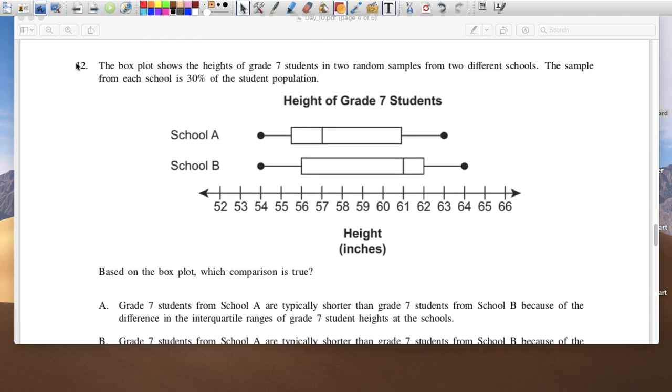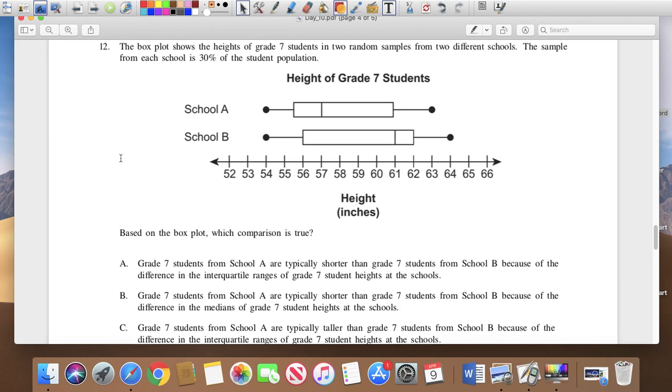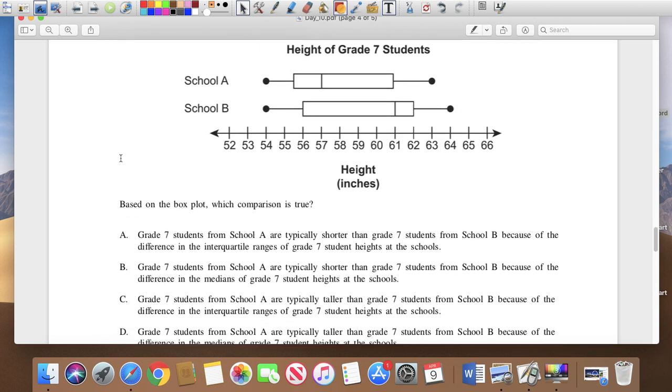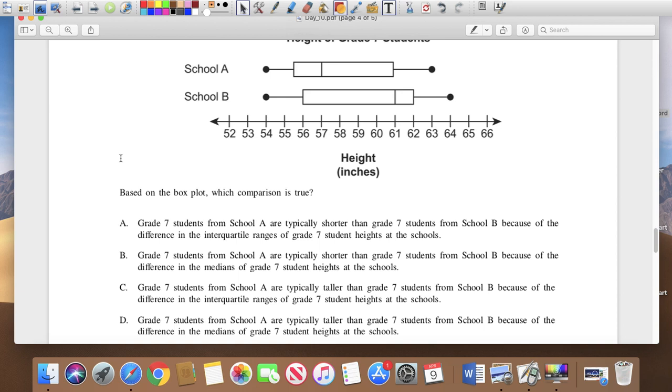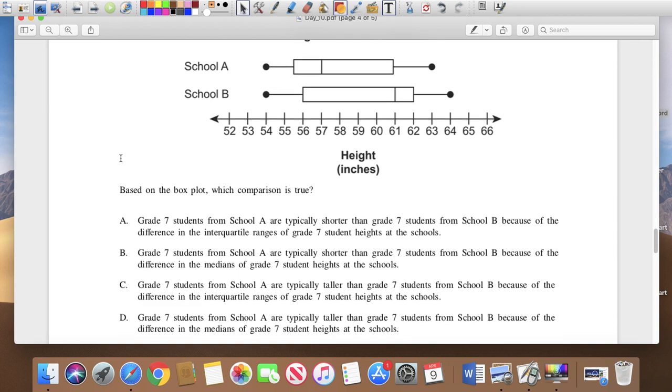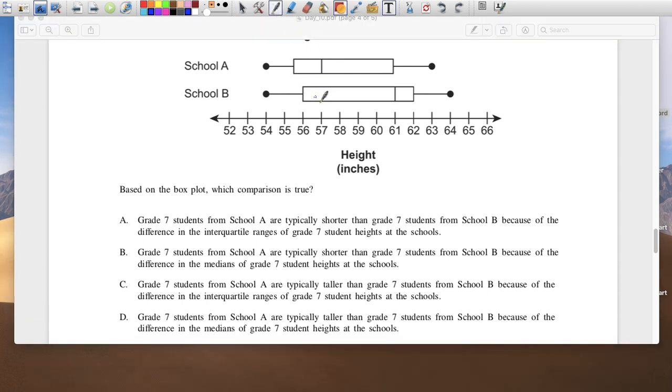Let me make it smaller. Here are box plots. The sample from each school is 30% of the student population, okay, so it's not the whole population. Which comparison is true? Grade 7 students from school A are typically shorter than school B because of the difference in the interquartile range, because of the ranges. So, students in school A are shorter than students in school B.